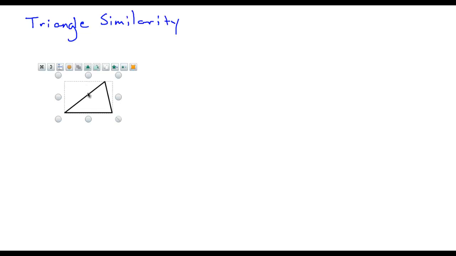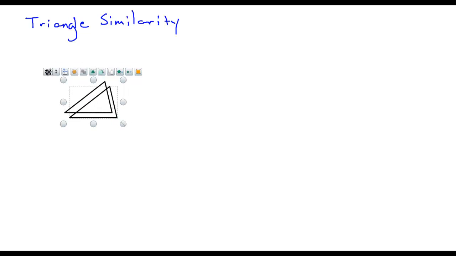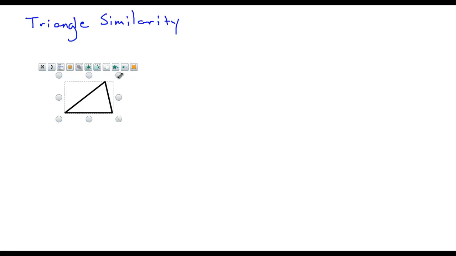Now if I duplicate this triangle and make another one, I'm going to keep it on top of it and adjust it. Do you see how I'm shrinking it down? But hopefully you notice that that bottom left angle is staying the same. I'm not changing that angle. And that's going to be a factor in what we're doing here.